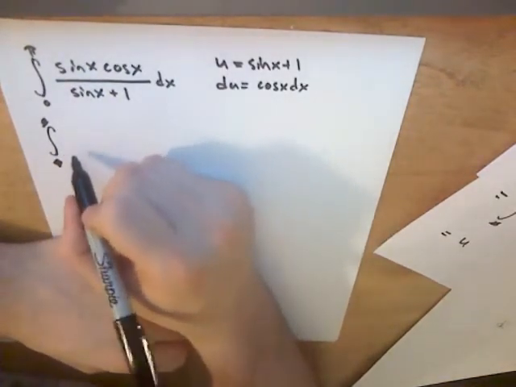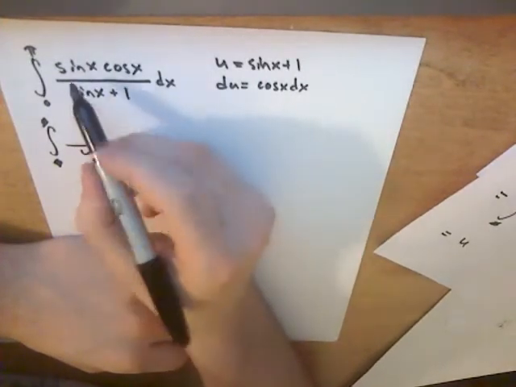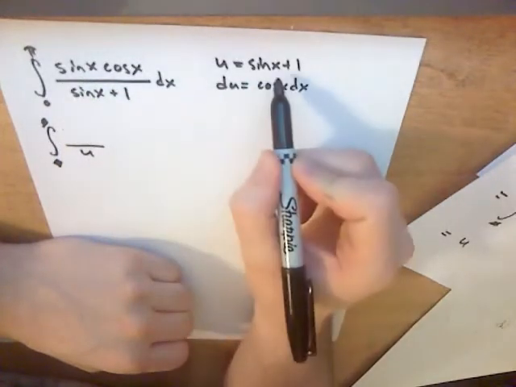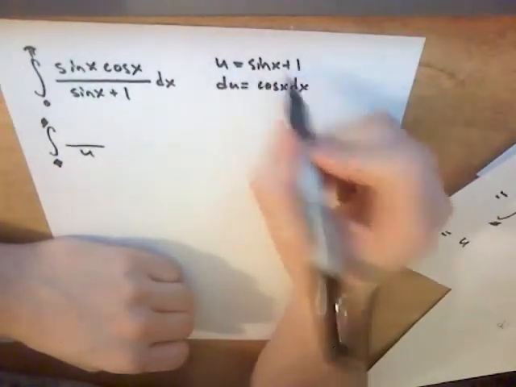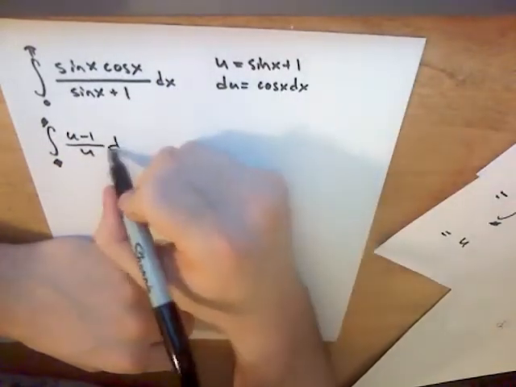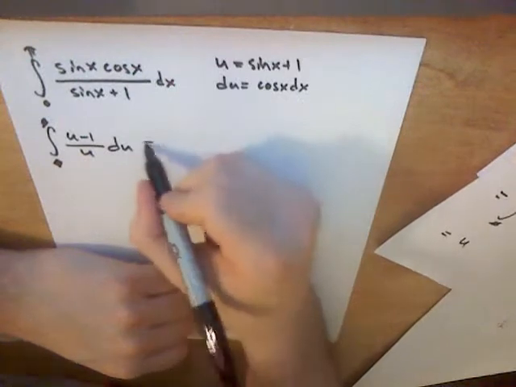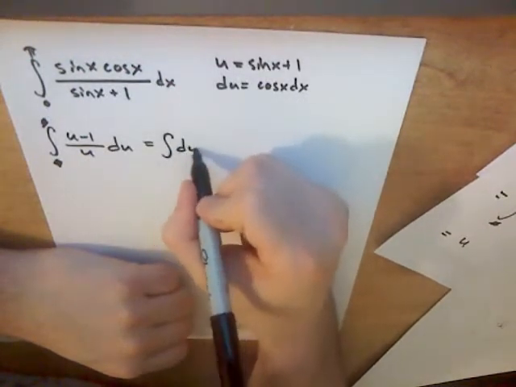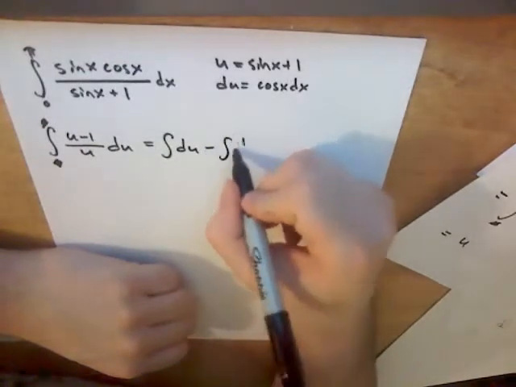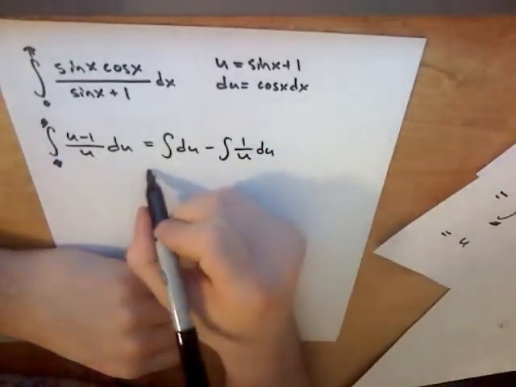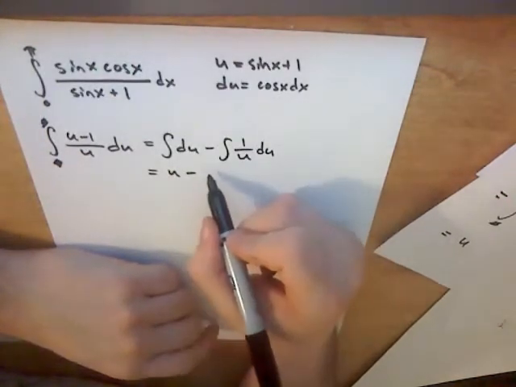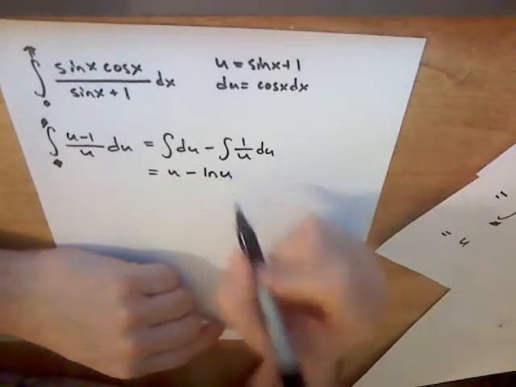So what do we have? We have a u below, and we have to do sine x goes to u minus 1, because you subtract 1 and you get sine x, so it's u minus 1 up here, times cos x dx, which is exactly our du. Alright, so what is this? This is the integral of 1, because we're going to split the fraction here, minus 1 over u du, which is equal to u minus ln u.